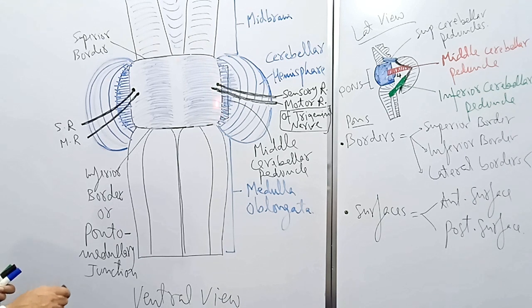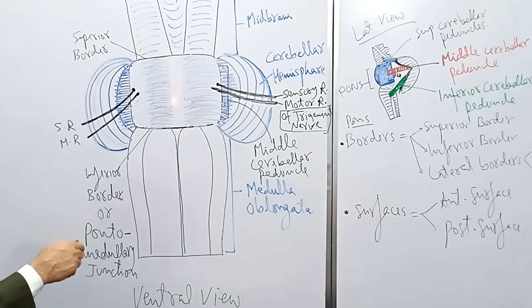The anterior surface of the pons is not smooth. It shows transverse ridges and vertical ridges. Not shown in this diagram, but in the original brain specimen you can see it is rough. There are small transverse ridges running from side to side and vertical ridges running from above downward. These ridges represent something that we will explain when we discuss the internal features of the pons.